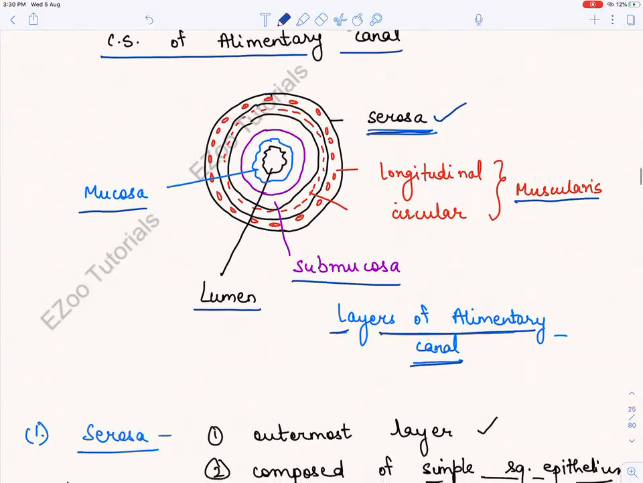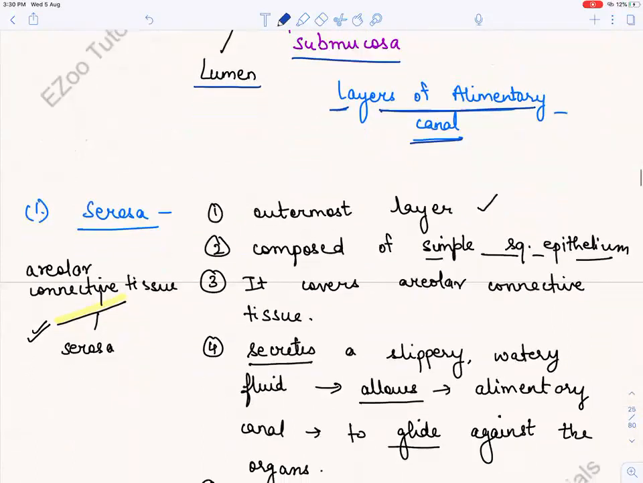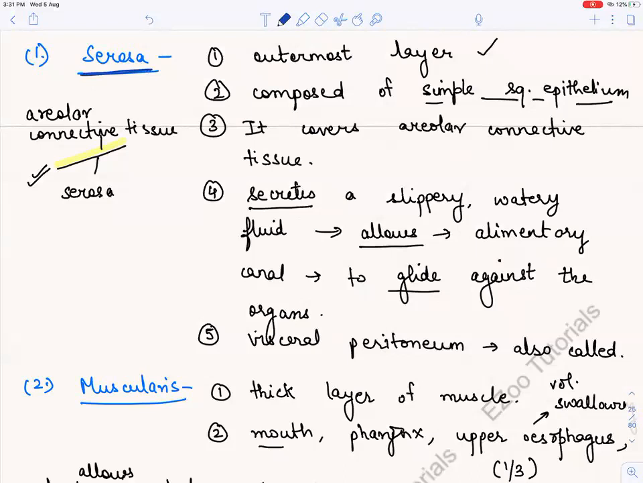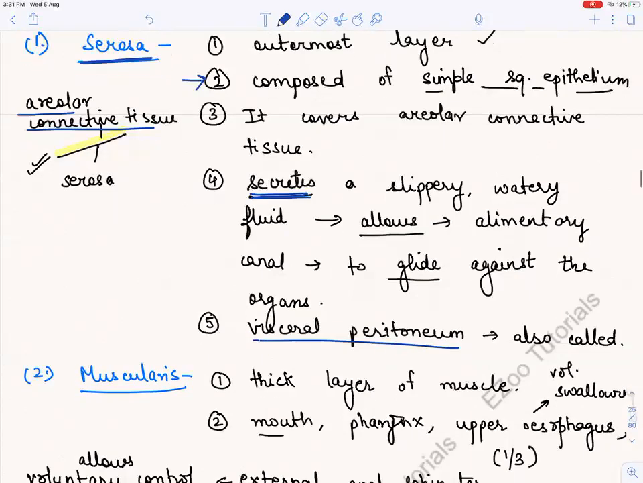So we studied the general structure. What was the general structure? There is the serosa, which is the outermost layer. It is composed of simple squamous epithelium. It covers this areolar connective tissue. It secretes a slippery watery fluid, and that fluid allows the alimentary canal to glide against the organ. Very simple. It is also called visceral peritoneum. Then we came to muscularis.